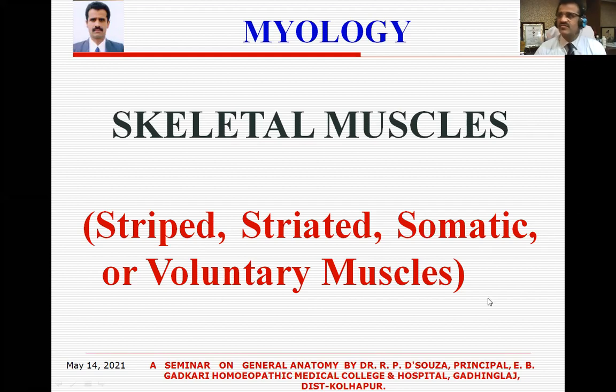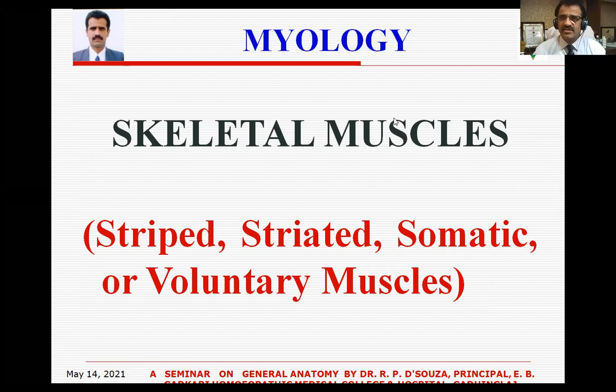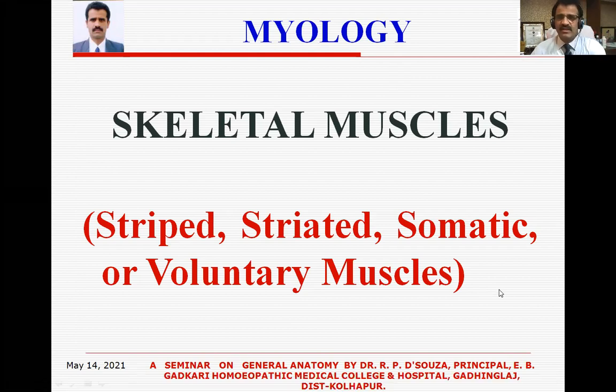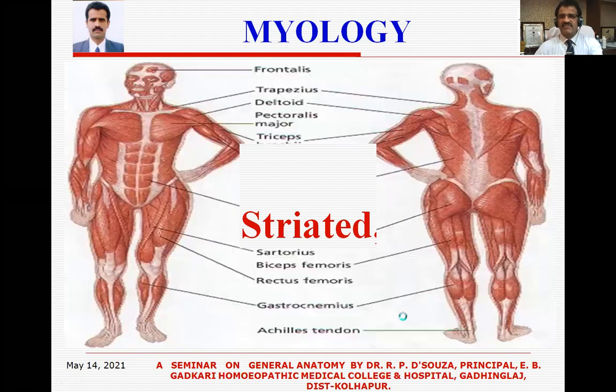Voluntary muscles means which work at the will of the person. So they don't function automatically. The person has to use them at will. So that means there are so many names for skeletal muscles. They are called striped, striated, somatic, and voluntary. So 1, 2, 3, 4, and the fifth name is skeletal muscles. But the common name is skeletal muscle. Don't forget this. Let's proceed a little further.